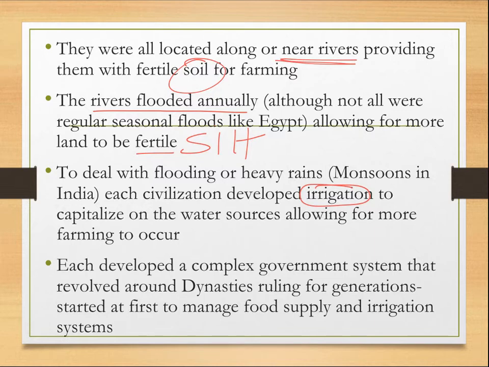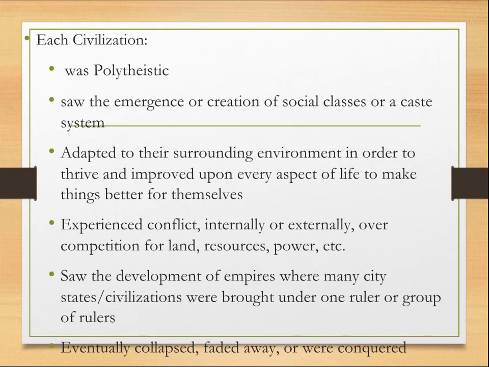The civilizations also developed a government system, and a lot of those revolved around dynasties, which is where a family had control. A dynasty was similar to a monarchy, so you'd have a king or a pharaoh or a leader like that, instead of a president. So far, the 3 civilizations we've learned about were all polytheistic. You know the prefix poly means many, so polytheistic was the belief in many gods.